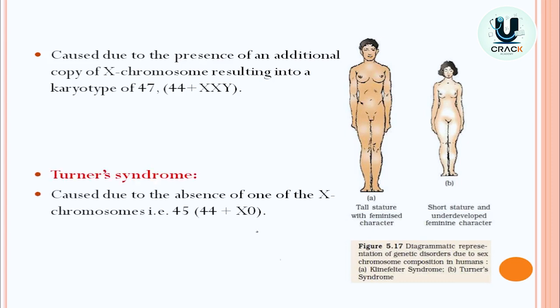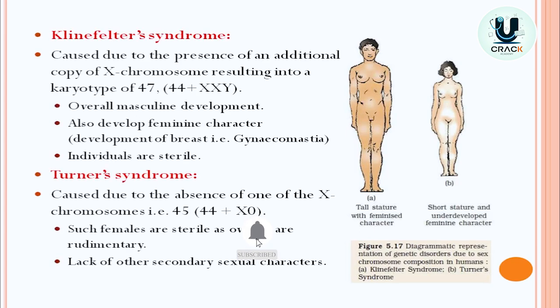Turner syndrome is caused by 44 plus XO. Overall masculine development and lack of development of female characteristics, with rudimentary ovaries and a lack of other secondary sexual characteristics.